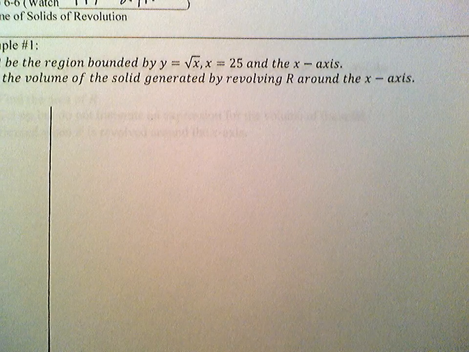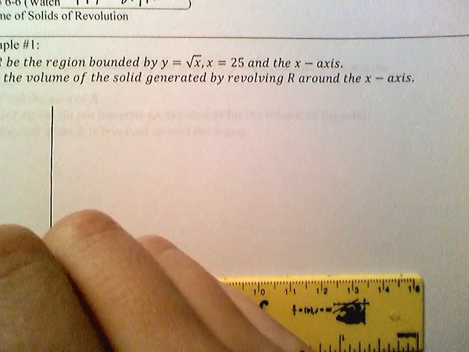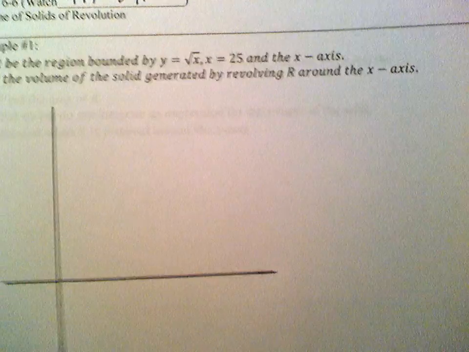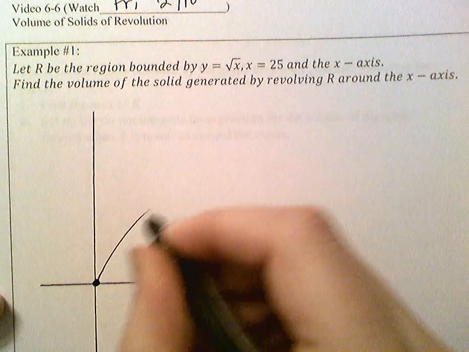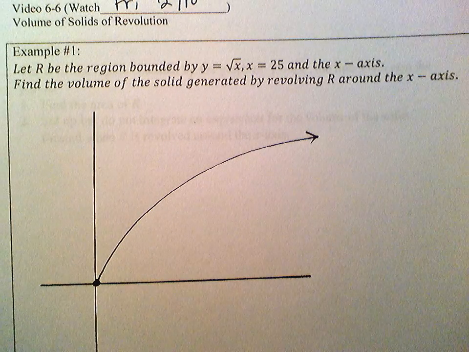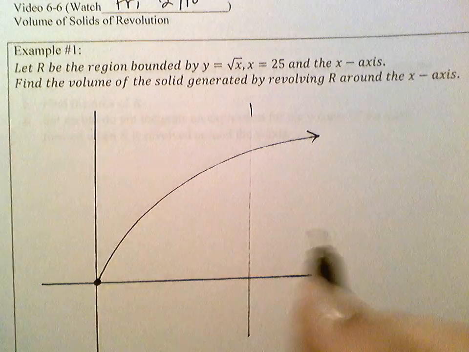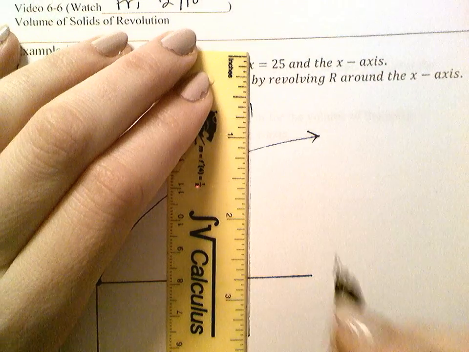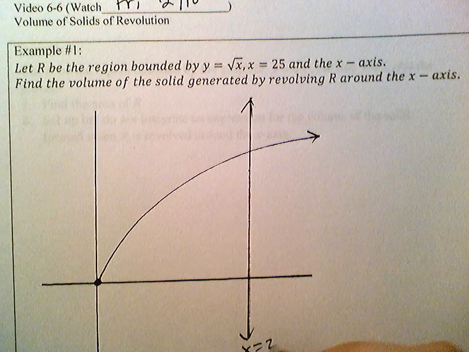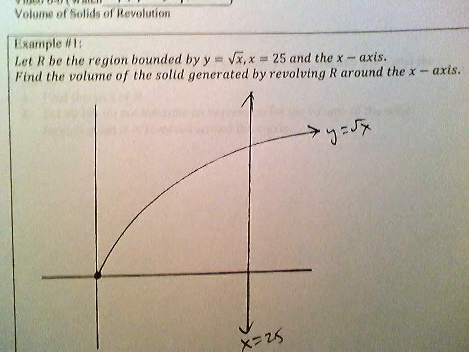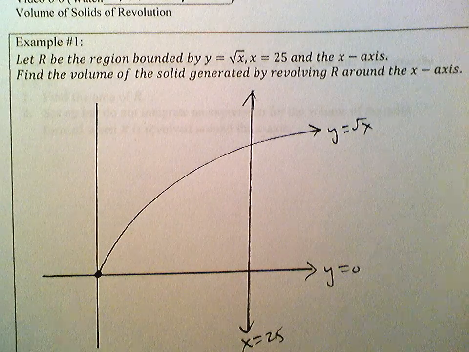Okay, so I'm doing an xy axis. And, okay, y equals radical x. Okay, that looks like this. Okay, that's that. X equals 25. That's the vertical line that goes through 25. The x coordinate 25. Okay, so this is x equals 25. This is y equals radical x. And the x-axis, this is the x-axis, and that's y equals 0.